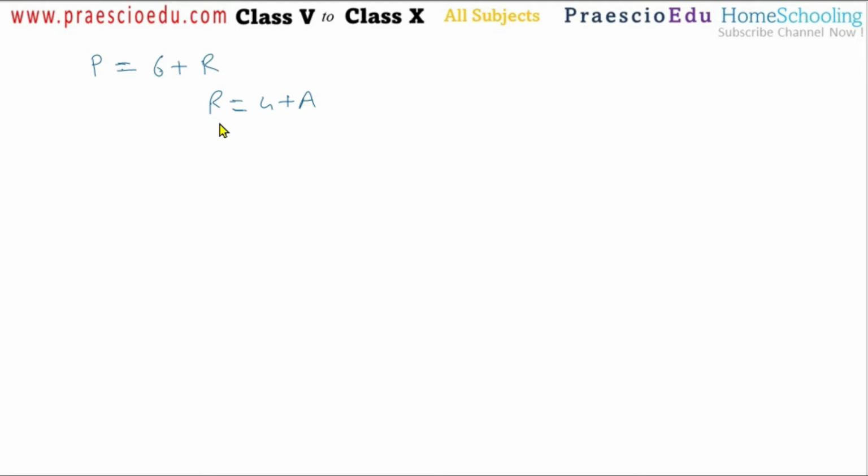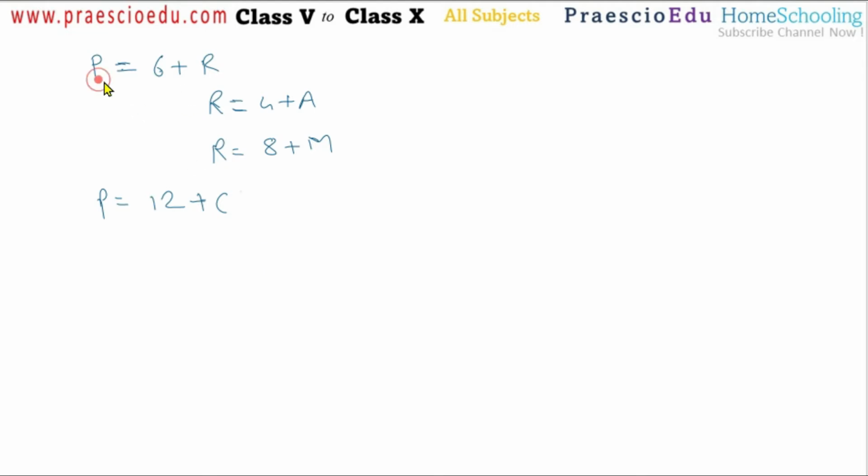Now Rinku has 8 pencils more than Manu, so R equals 8 plus M. Then Pinku has 12 pencils more than Chino, so P equals 12 plus C. Who has the least number of pencils? Least means the smallest, or lesser.